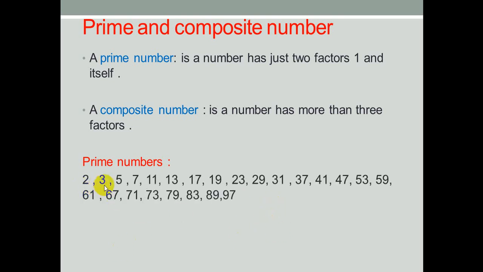2, 3, is 4 a prime? No, 4 has 3 factors: 1 times 4 and 2 times 2. 5, yes. 6, no: 1 times 6 and 3 times 2. 7, yes, it is a prime: 1 times 7. And 8, not a prime. Why? Because 1 times 8 and 2 times 4.